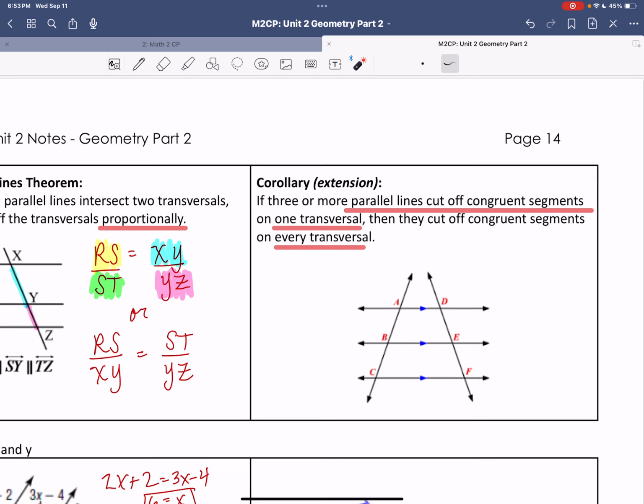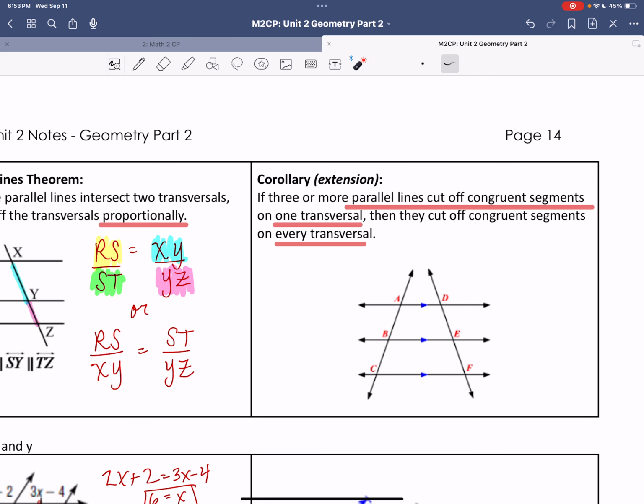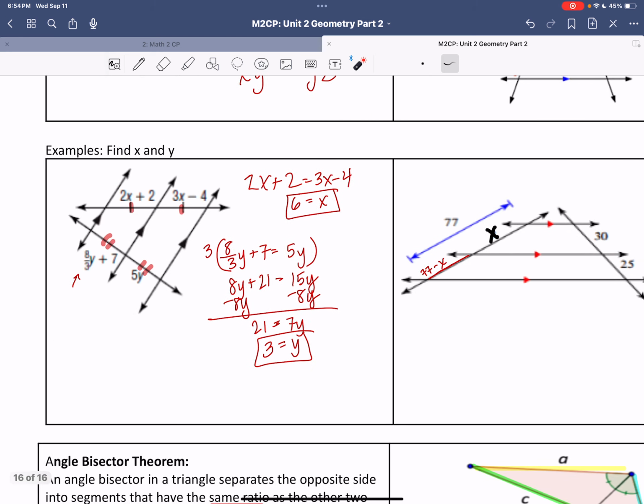And then you have this also, which says if 3 or more parallel lines cut off congruent segments of your transversal, then they cut off congruent segments for every transversal. So basically, if these are all congruent, then you know it's going to be congruent there. The same distance, equidistant. All right, so let's get started with some of these down here. I started this one for you.